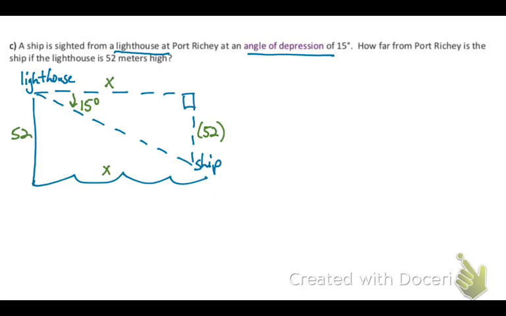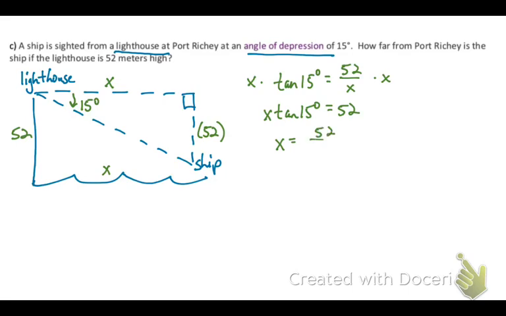So in that top triangle, we look at what we know and what we want to know. So we know the opposite. We want to know the adjacent. That's tangent. So tangent of 15 degrees equals opposite, which is 52, over x. So here we've got to multiply by x and then divide by the tangent of 15 degrees. So this is a two-step equation. And so that is approximately 194 meters away. All right, that concludes part 3, angles of elevation and depression.